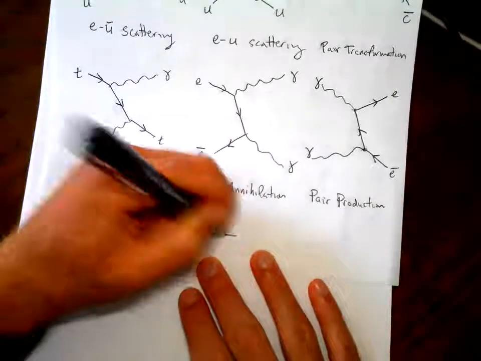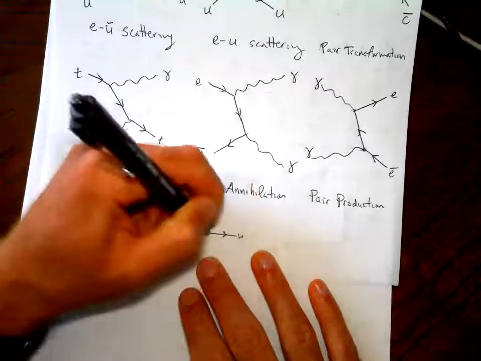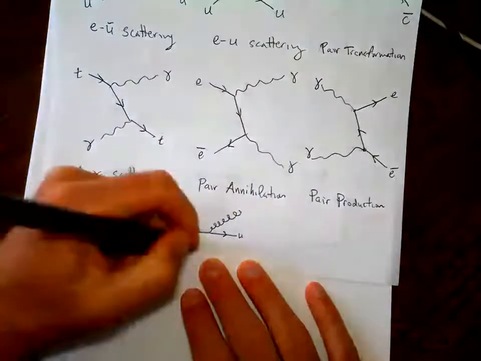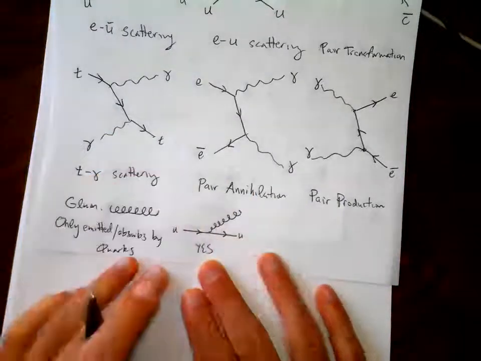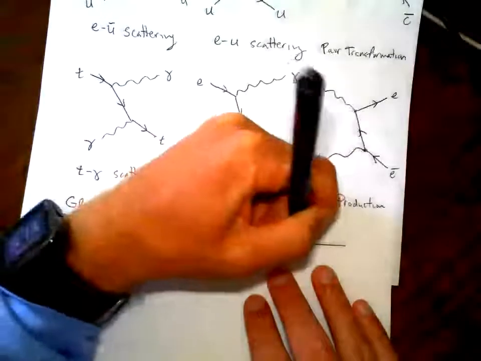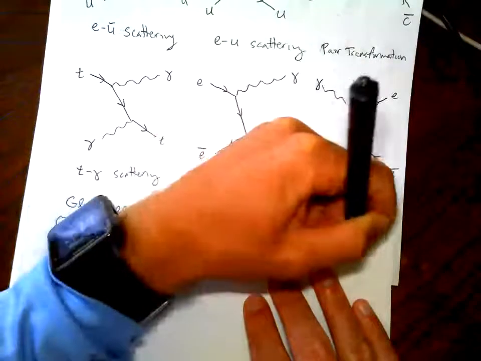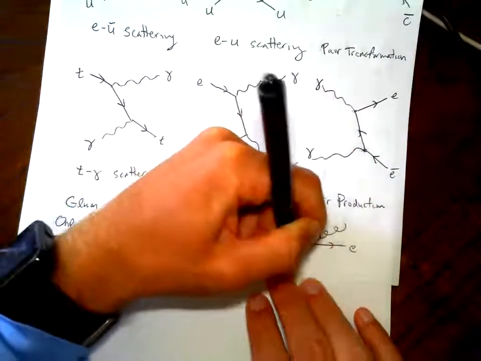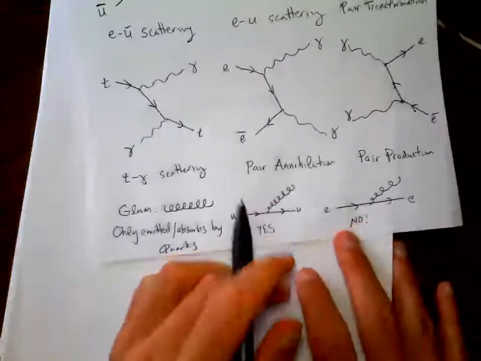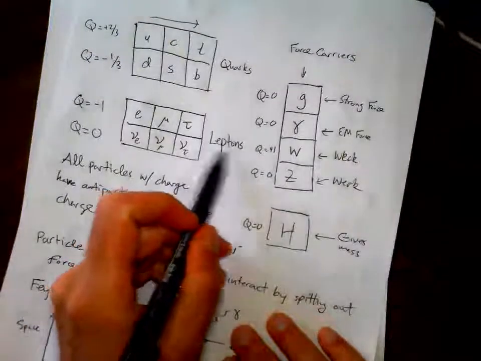You have an up quark, and a gluon comes out. So this is a yes. But a no would be an electron spits out a gluon. Why is that? Because an electron is not a quark. An electron is what's called a lepton.